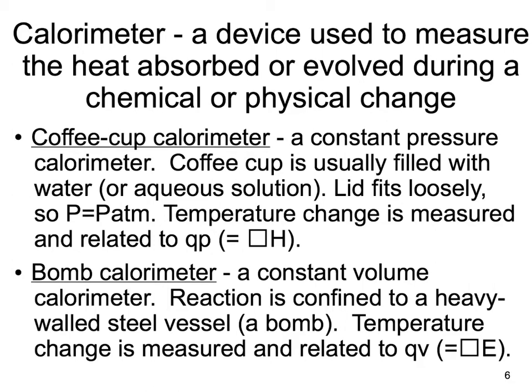Another common kind of calorimeter is a bomb calorimeter. This one now has a constant volume. The reaction is confined to a heavy-walled vessel, which we consider a bomb, and the temperature change is measured. So in this case, Q sub V is equal to the change in the internal energy, which is delta E or delta U.